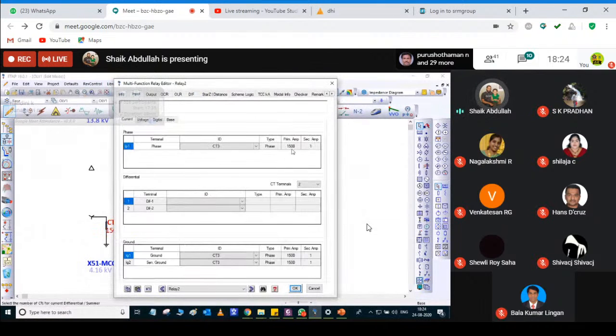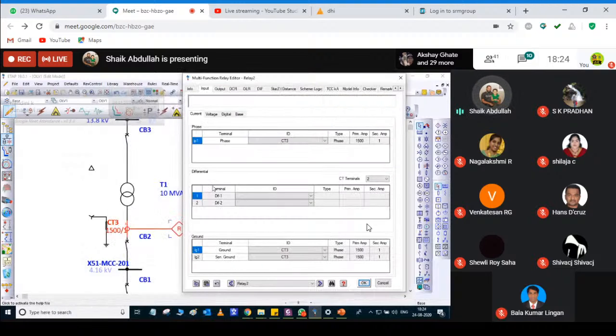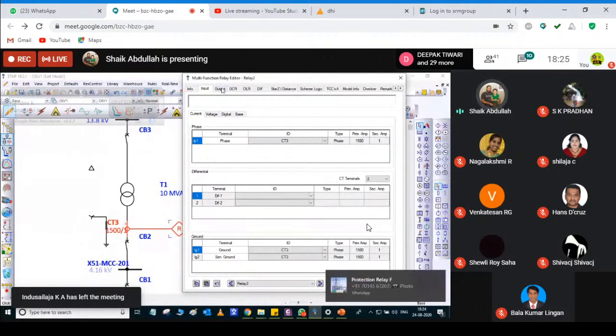So this is a phase, and for ground also I'm using 1500 here. But if you are using sensitive ground fault, you will add some CT at the neutral point, in your neutral connection to earth. Here we are going to use some CT, and you have to configure it with your relay. That is called sensitive ground fault protection. That protection is used for transformer unit protection. Non-unit protection, we are not going to talk about it.